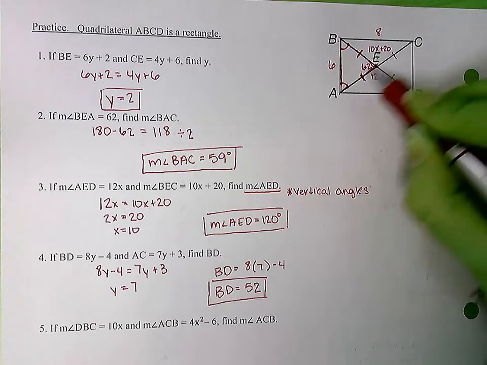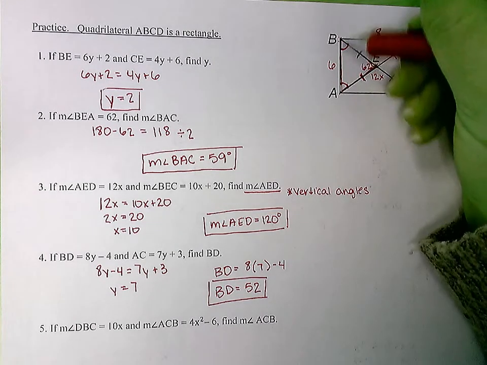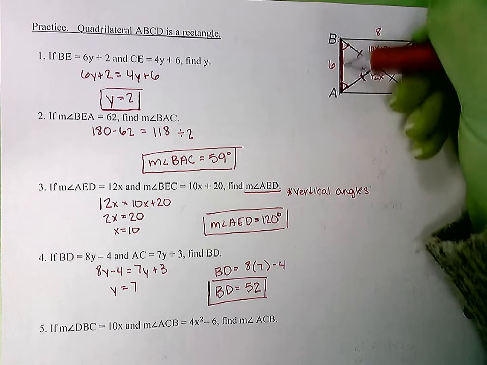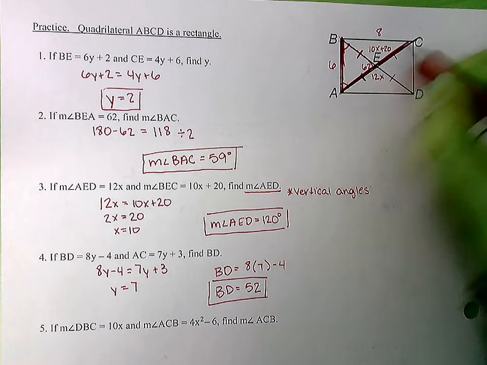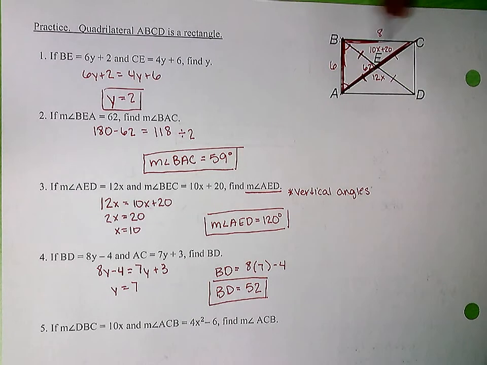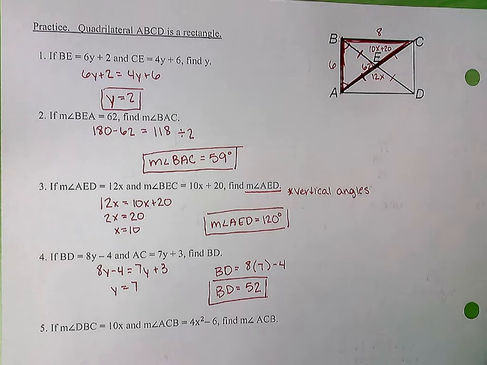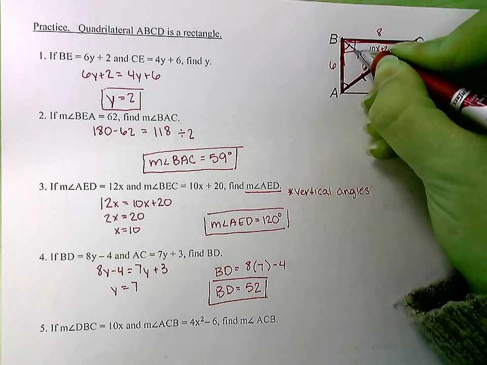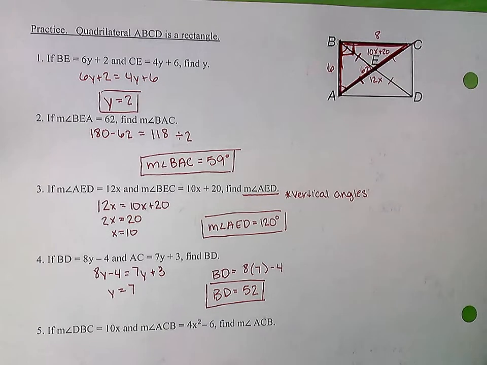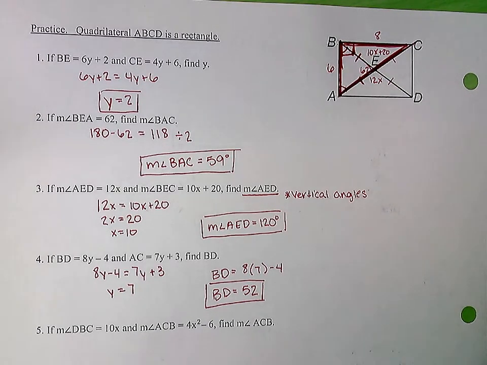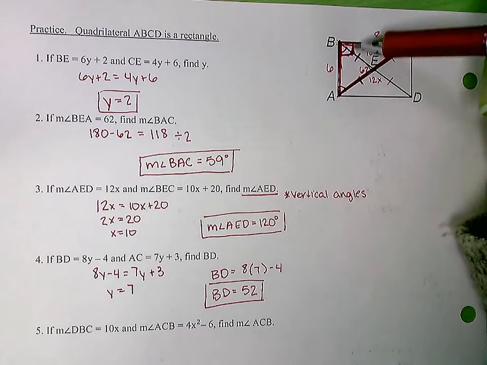AC, right? Now if I look at, I'm going to try and make this darker for you. If I look at AB, AC, and BC, what does that form? A triangle. What type of triangle? A right triangle, because angle B has to be 90 degrees.